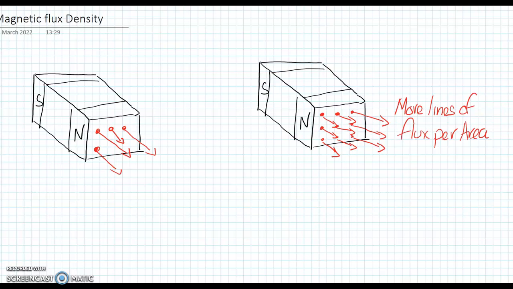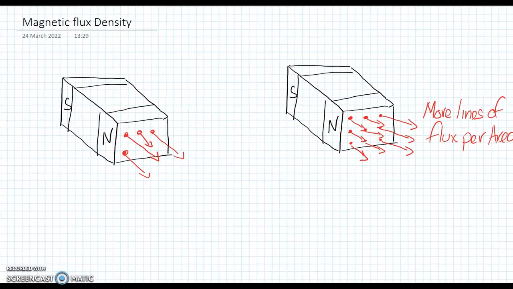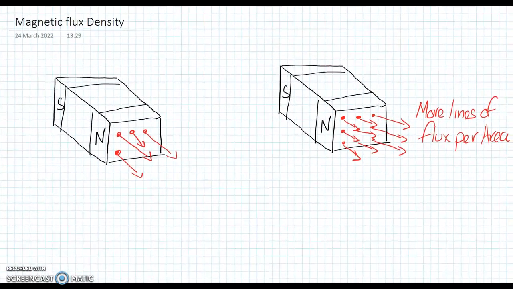So we're going to have a look at magnetic flux density now. Basically, if you see on the slide, I've sketched two bar magnets, magnet A and magnet B. You can see per area, the area here on magnet A has fewer lines of flux than magnet B. So magnet B has more lines of flux per area, so this means that magnet B has more flux density. In other words, it's going to provide more magnetism.